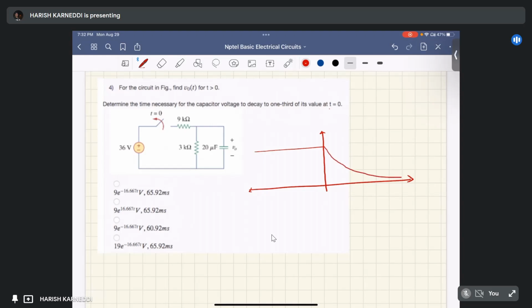This is a plot, right? At t equal to 0, the switch is open, so the capacitor voltage starts decaying like this. What he asked is to determine the time necessary for the capacitor voltage to decay to one third of its value at t equal to 0. Let us suppose at t equal to 0 it has a voltage of Vc0. One third of its value means approximately here.